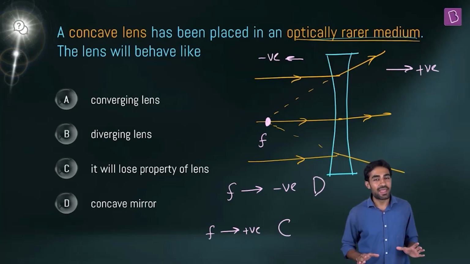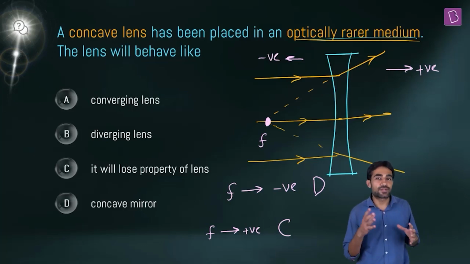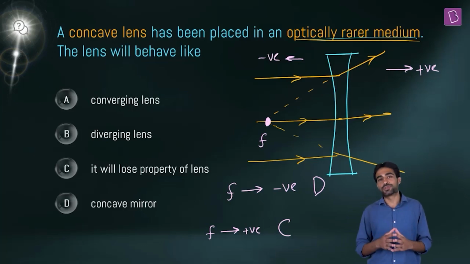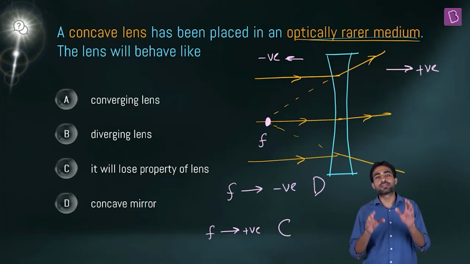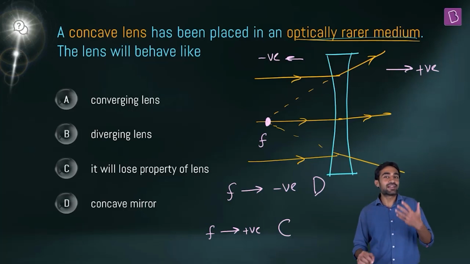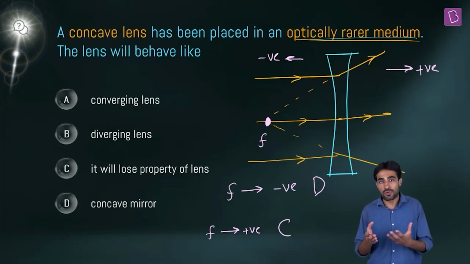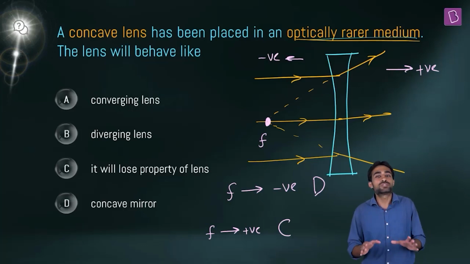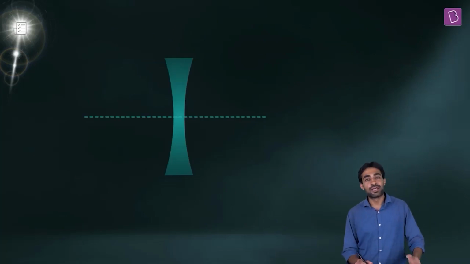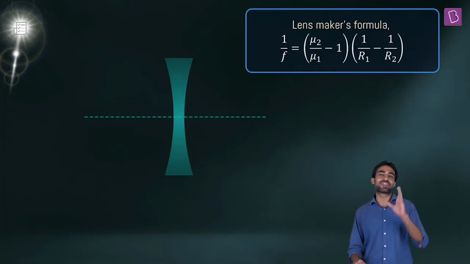Just remember that. Now suppose there would have been a more complicated question other than this question, then how could you find out whether the lens is behaving as a converging lens or diverging lens? Well, in that case, if you are not able to use the imagination which we used to solve our question, you can always use a formula. Let me show you an important formula. The formula is lens maker's formula. Now let's try to apply this formula.